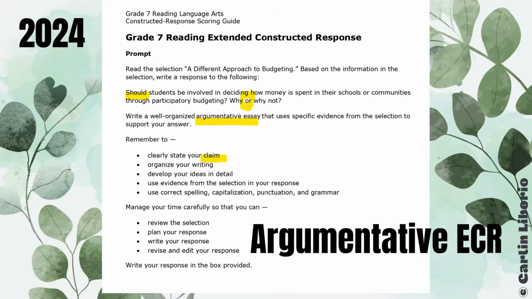The next one is "should." It has "or" and it has "why or why not." It has argumentative essay and it has claim. This was seventh grade, 2024. And that's the last one. So if you go into the scoring guides, that is where I found these. I took screenshots from the scoring guides. You can also go on Cambium.